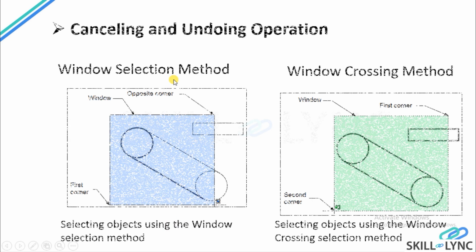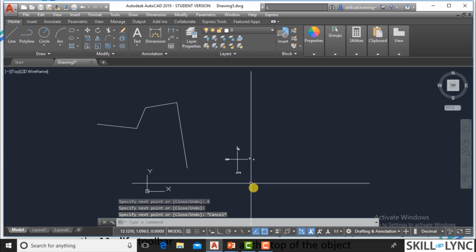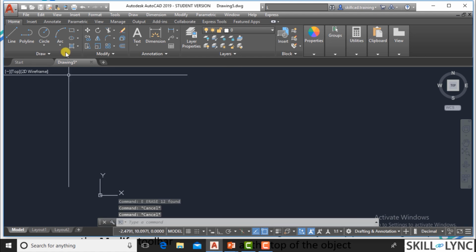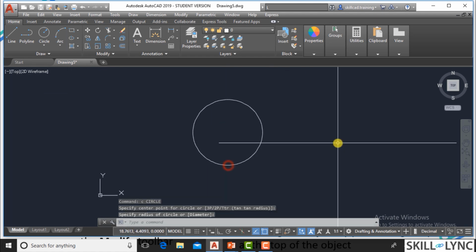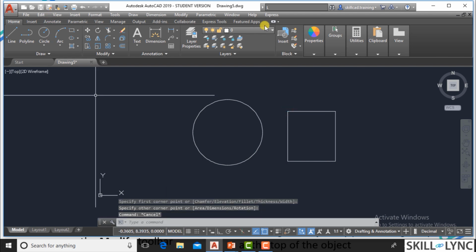So now I have been discussing the erasing option. From the Modify tab you have the erase. In the menu bar you have Erase, the command is erase, and there is also the tool palette erase. Let me tell you how the erase works. I'm doing the erase again. Let me draw something over here, and you have the erase tool from Modify.